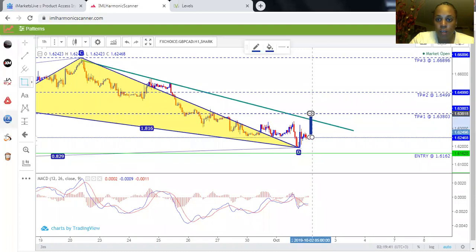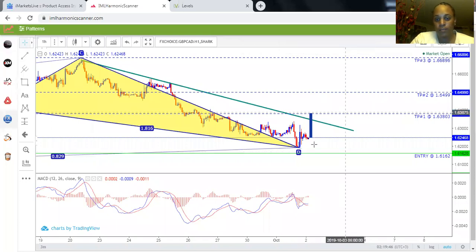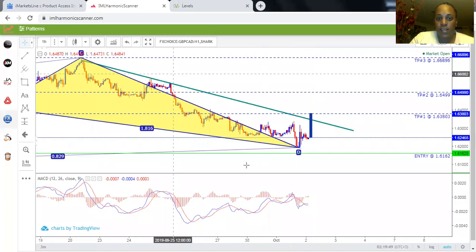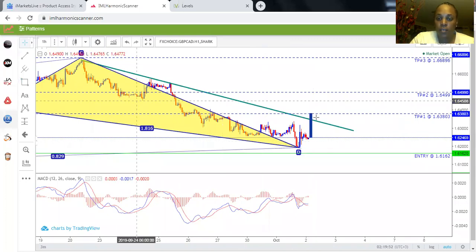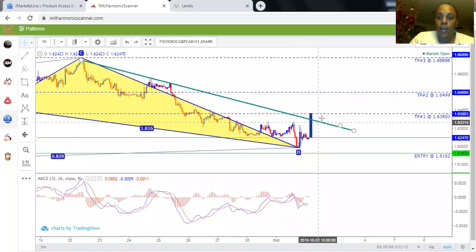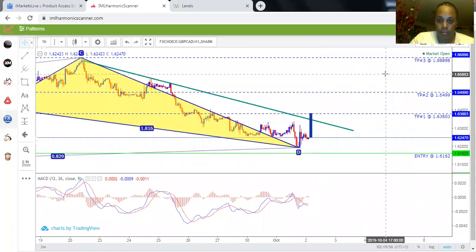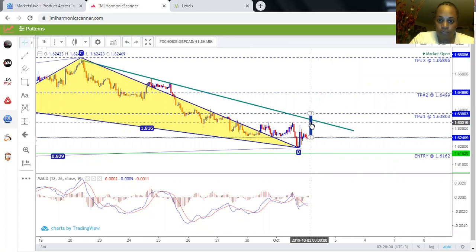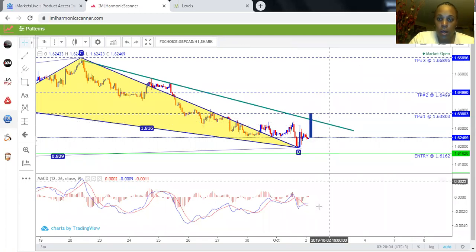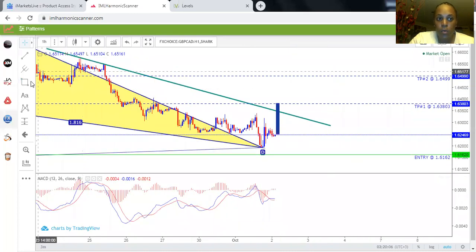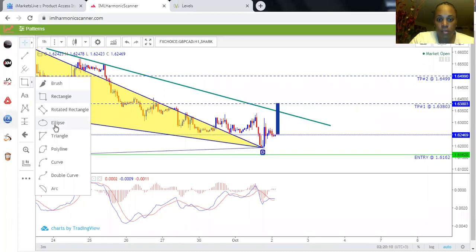We want a solid body candle to break our trend line. And what does this do? This takes us out of this downtrend, and now we will start a trend to the upside. So this is exactly what we're looking for here, right? Along with this, we want the MACD lines to cross the zero line.